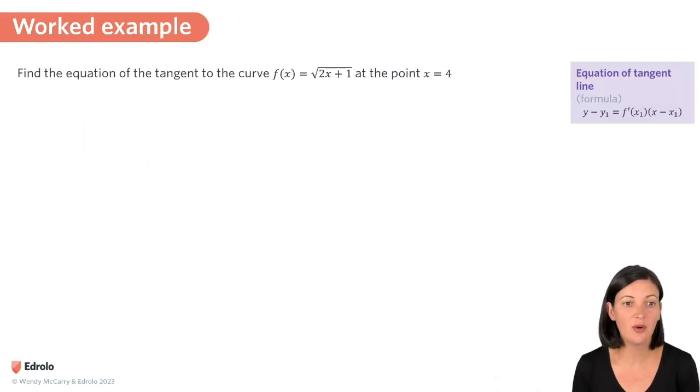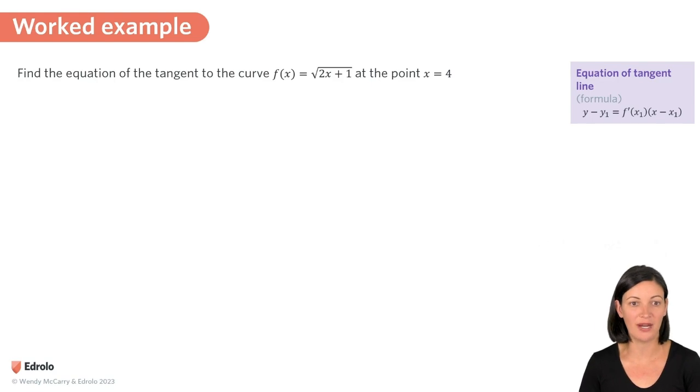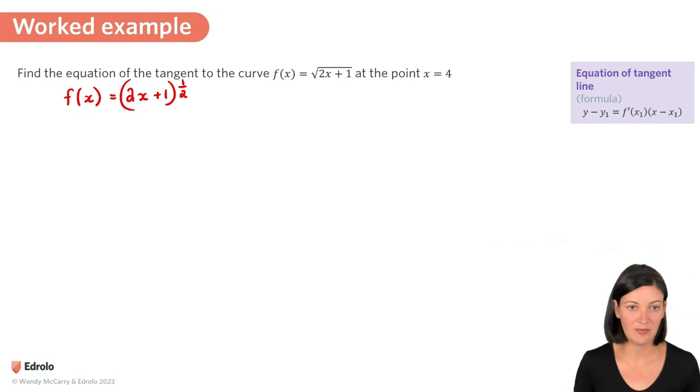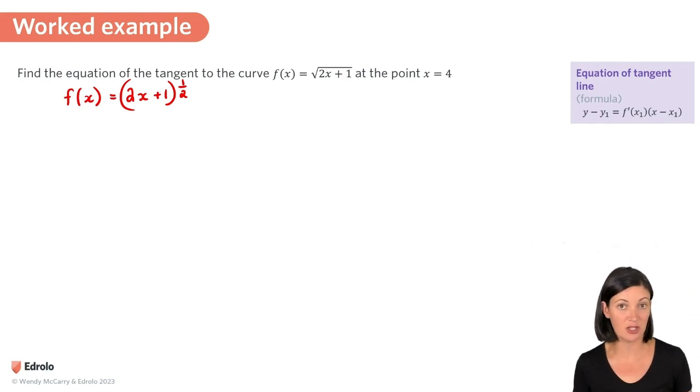Okay, let's look at an example of how to do this. So we want to find the equation of the tangent line to the curve f of x, which is equal to the square root of 2x plus 1 at the point x equals 4. So remember, our first step is to find the derivative at that point. So I'm going to start by rewriting f of x as (2x plus 1) to the power of a half. Okay, because that's going to help me to find the derivative.